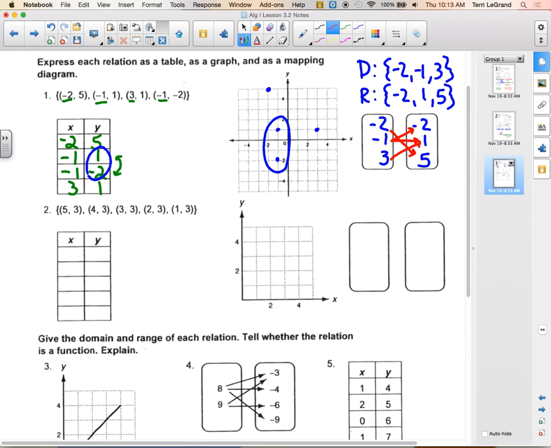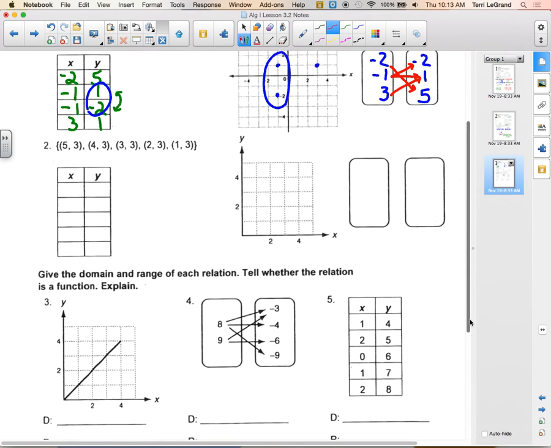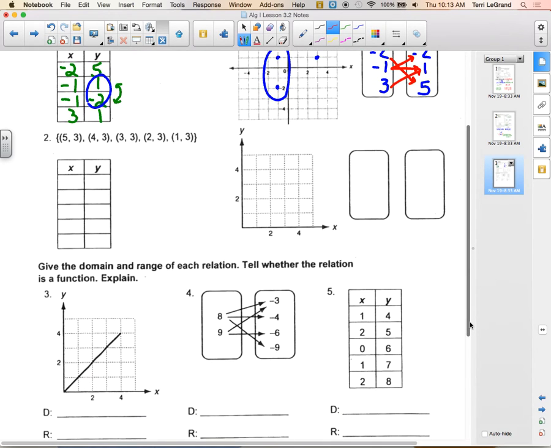So a mapping diagram can get busy, but it's really just another way of showing the domain and the range also. Okay, you do the next one, number 2. Go ahead and do all of them. Do the table, like we did, do the graph, and do the mapping diagram.